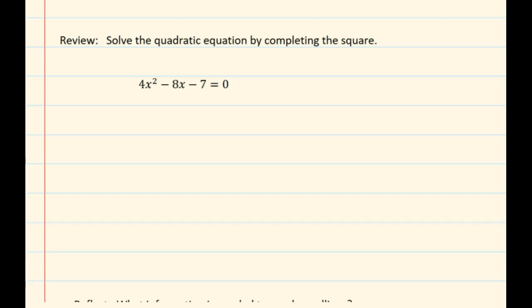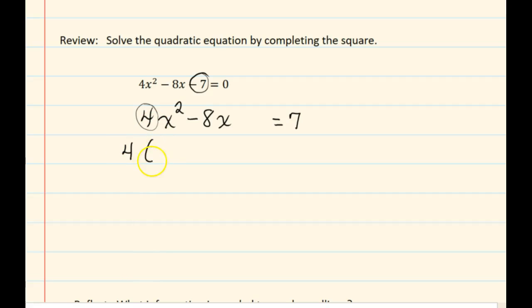In order to solve this quadratic equation by completing the square, the first thing we're going to do is to move our constant to the other side. So we're going to have 4x squared minus 8x is equal to 7. In order for us to use completing the square, we actually need to have a 1x squared here. So I'm going to GCF the 4 from both the x squared term as well as the x term.